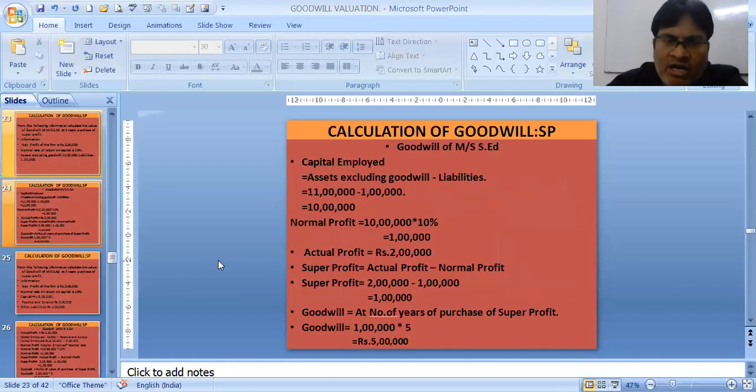So you see, capital employed is as already done. It comes as assets excluding goodwill and liabilities, this 10 lakhs. Normal profit is 10% of that, that is 1 lakh. Actual profit is 2 lakhs. Super profit is 2 lakhs minus 1 lakh, which is 1 lakh. Goodwill at number of years purchase of super profit. So 1 lakh into 5, that is 5 lakhs, is the goodwill in the second sum.